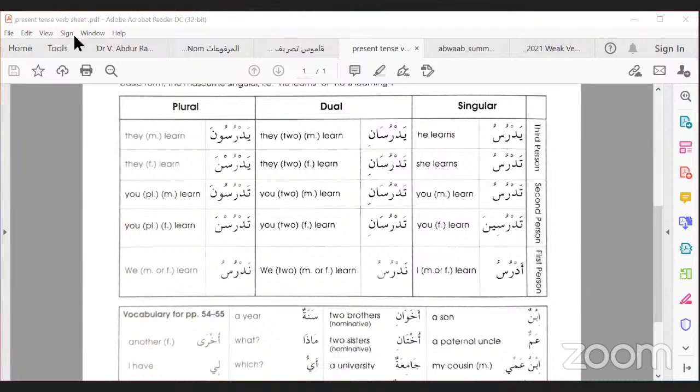Okay. We're going to the duals now. You two female learn. تدرسان. Yes, that's correct for both of you. And last question is you plural female learn. تدرسنا. Tadrusna. Yes, that's correct.